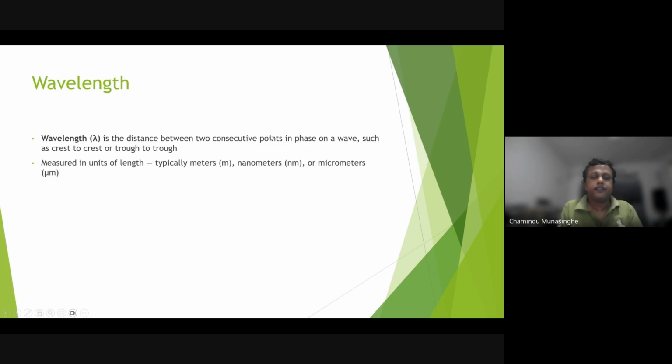Okay, so here we are discussing wavelength. The distance between two consecutive points in phase on a wave, such as crest to crest or trough to trough, measured in units of length, right? So basically, wavelength is typically measured in meters. When you are doing calculations with SI units, we use meters, but we can use nanometers or micrometers as well.